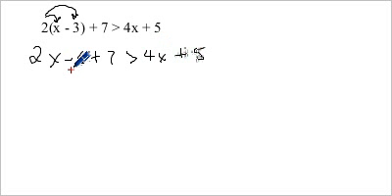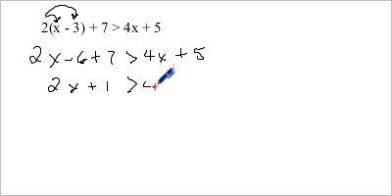Now we can simplify a little bit further. We've got negative 6 plus 7, so 2x, and negative 6 plus 7 is positive 1, or plus 1, greater than 4x plus 5. Now because we have x on both sides of the inequality, we need to get all the variables on one side. So let's subtract 4x from this side so we get it over here. So we're going to subtract 4x from each side.